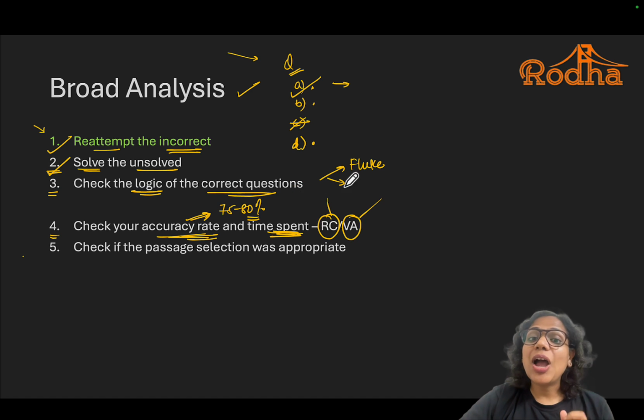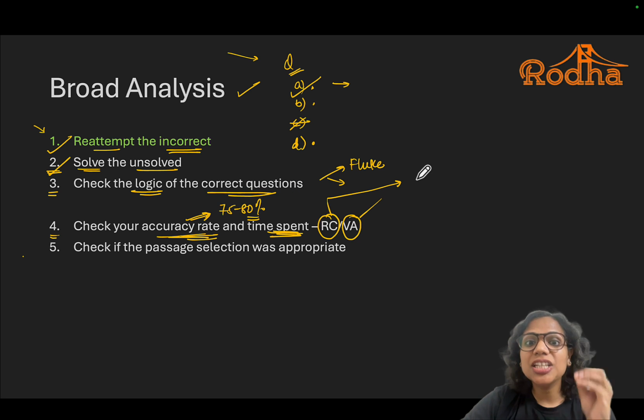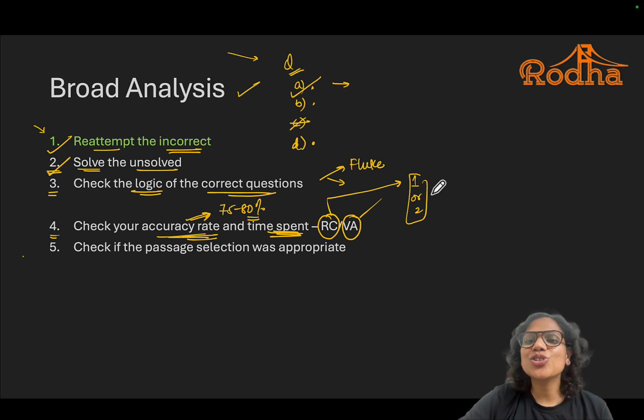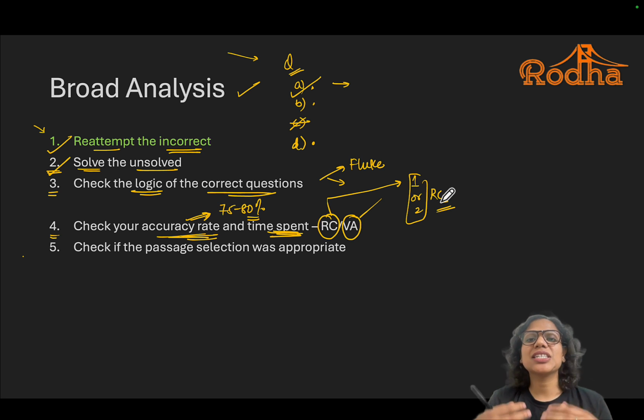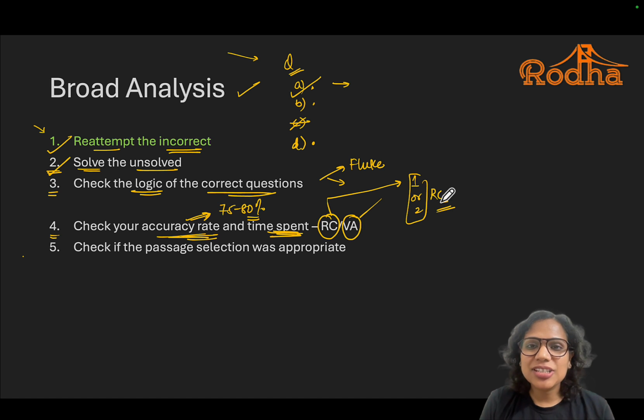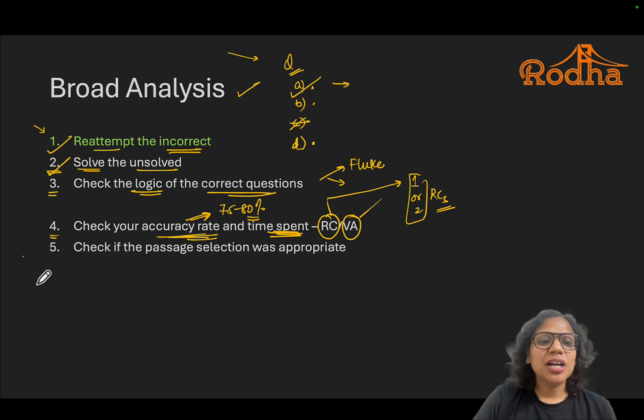Also, if you have the time, see if all your incorrect questions come from one RC, that is, if they are concentrated in 1 or 2 RCs. That means perhaps the comprehension of those 1 or 2 RCs was a challenge for you. Maybe you didn't get the author's intent, maybe you didn't understand their tone. So now you have to reread those RCs slowly, grasp the author's main idea, and reattempt these questions.